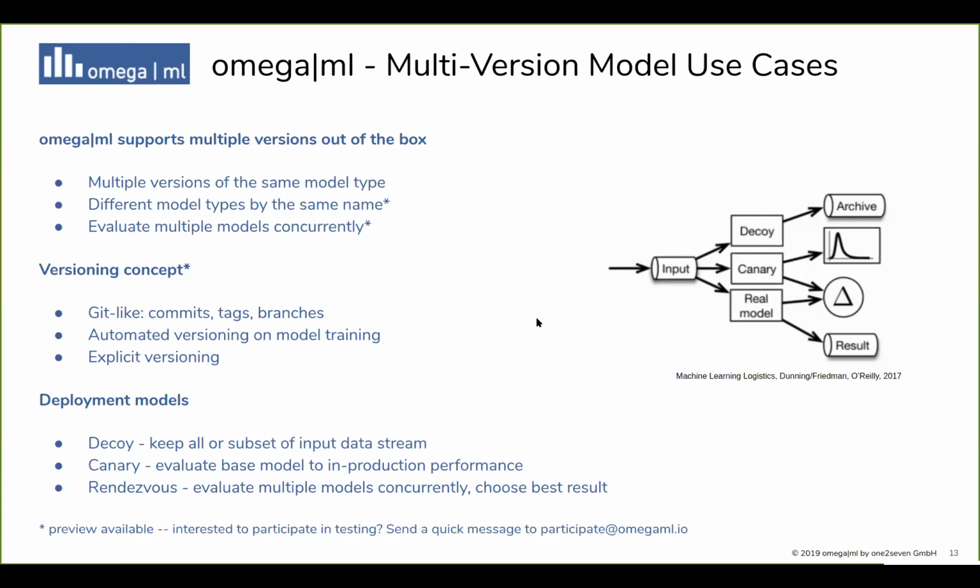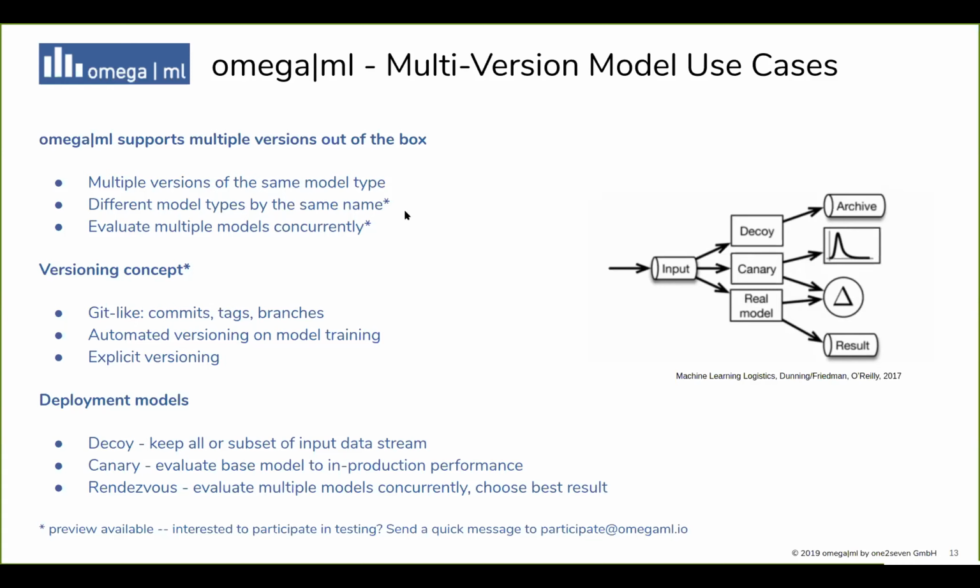Now, if you think about this concept of storing models as data in a database, obviously you can easily have multiple versions of that model. You just give it a different name in the very beginning. That's actually what OmegaML supports easily. You can give different names to models. You can store as many models as you like. There is no limitation other than space in the database.